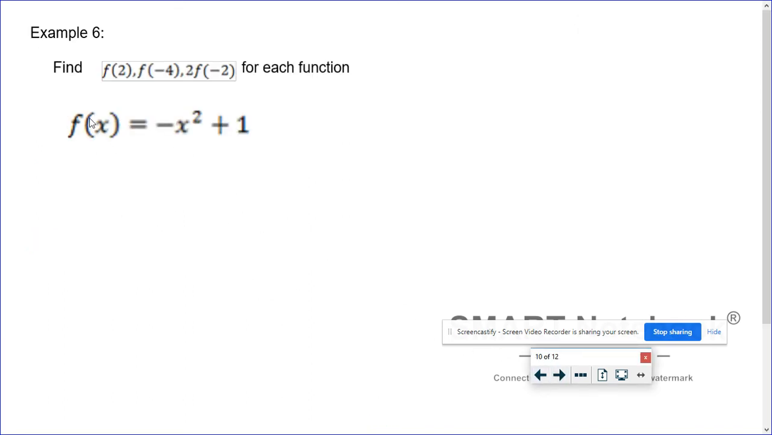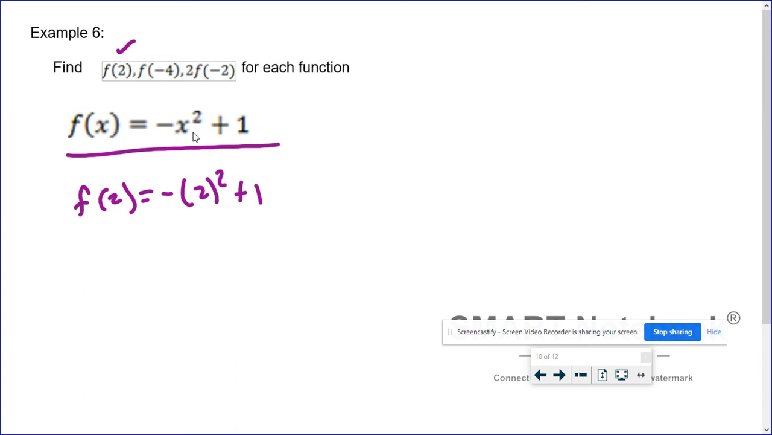So that's what we're going to do here. This is the function, and then it's asking 3 different questions. f of 2, let's do that first. f of 2 means I take this function, and everywhere there's an x, I substitute a 2 in. Just be careful with this one where the exponent is only on the x, not the negative sign. So the negative sign is multiplication separate. 2 squared is 4, then that negative sign will make it negative 4. Negative 4 plus 1 is negative 3. So f of 2 equals negative 3, meaning with that original given function, when I substitute 2 in for x, I get negative 3. That's what that means.